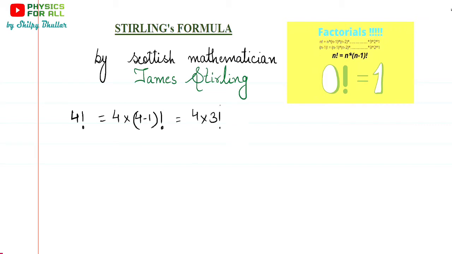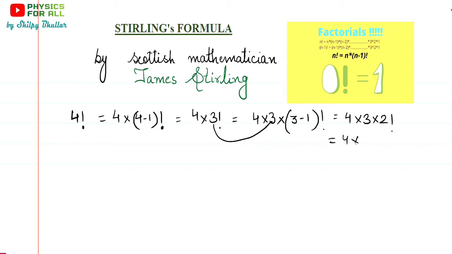And then again, since factorial is there, 4 is fine. Now for 3, we will write 3 as it is into the number obtained by subtracting 1 from this particular number whose factorial we want to find. So that is 3 minus 1 factorial. That gives us 4 into 3 into 2 factorial. Then again, since factorial is there, we have to continue solving.